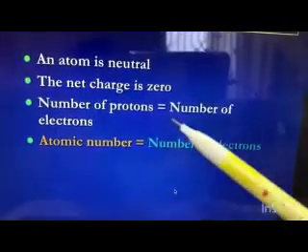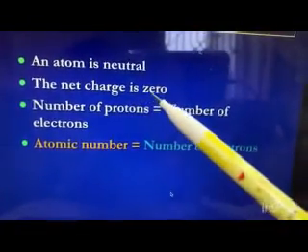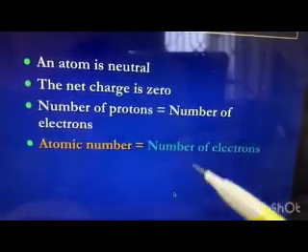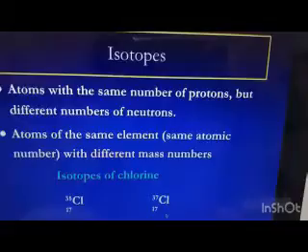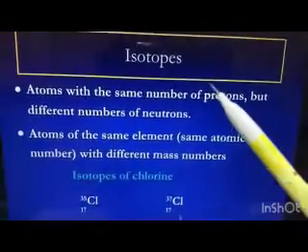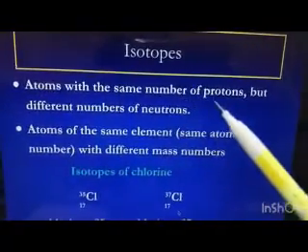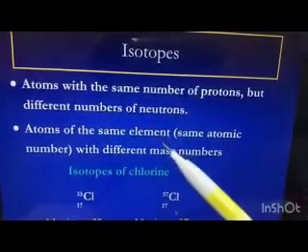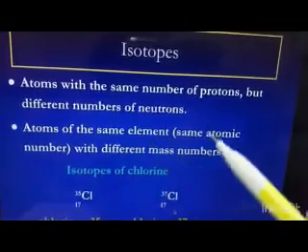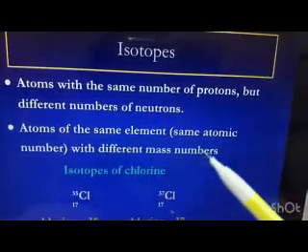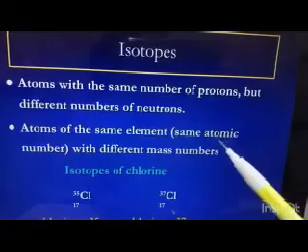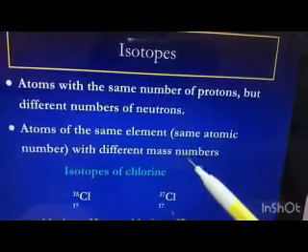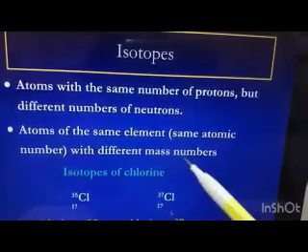Now, the atom is neutral. Its net charge is 0. The number of protons is equal to the number of electrons. The atomic number is equal to the number of electrons. So if we move to the isotopes: atoms with the same number of protons but different numbers of neutrons. Atoms of the same element means the same atomic number with different mass number. The atomic number, the number of protons, will be the same. And what is the mass number? The sum of the number of protons and neutrons is called the mass number.